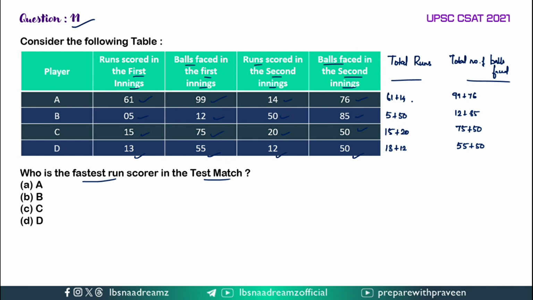Now let us calculate the total runs and total number of balls faced. 61 plus 14 is equal to 75. 99 plus 76 is equal to 175. 55, 12 plus 85 is 97. 15 plus 20 is equal to 35. 75 plus 50 is equal to 125. 13 plus 12 is 25. And here it is 105.